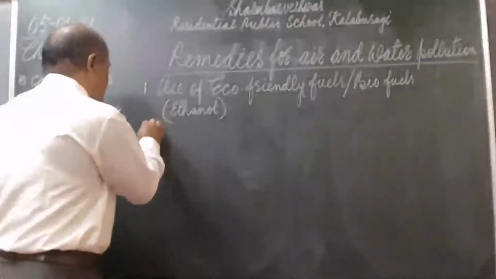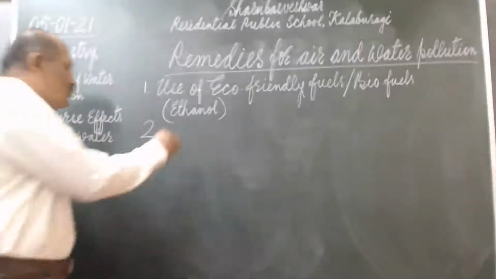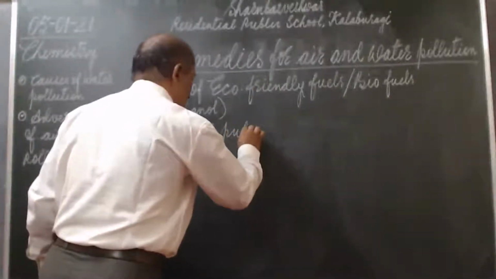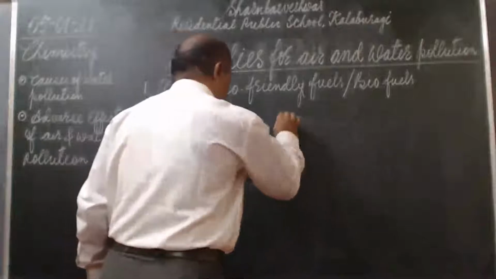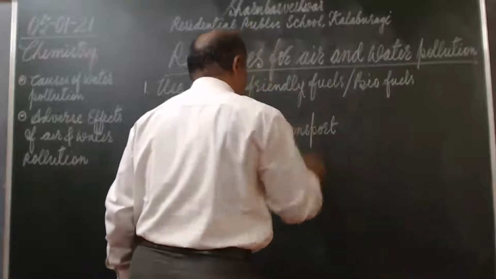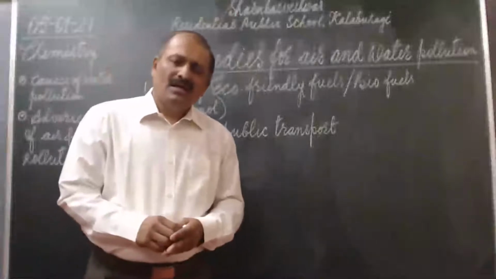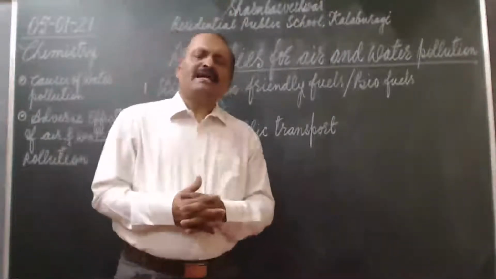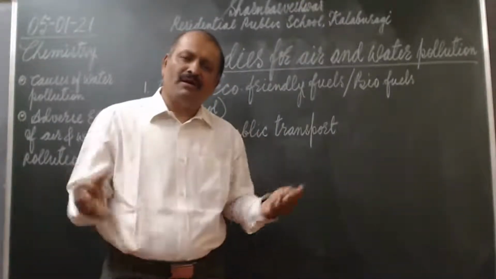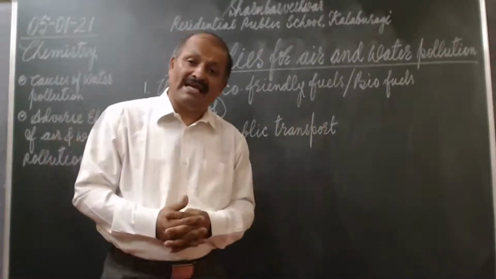Okay. Number second: use of public transport. This is one of the remedies for air pollution. See, around 7 lakh people are staying in Gulbarga city. Population of Gulbarga is around 7 lakhs. Population of Gulbarga district is around 15 lakhs.